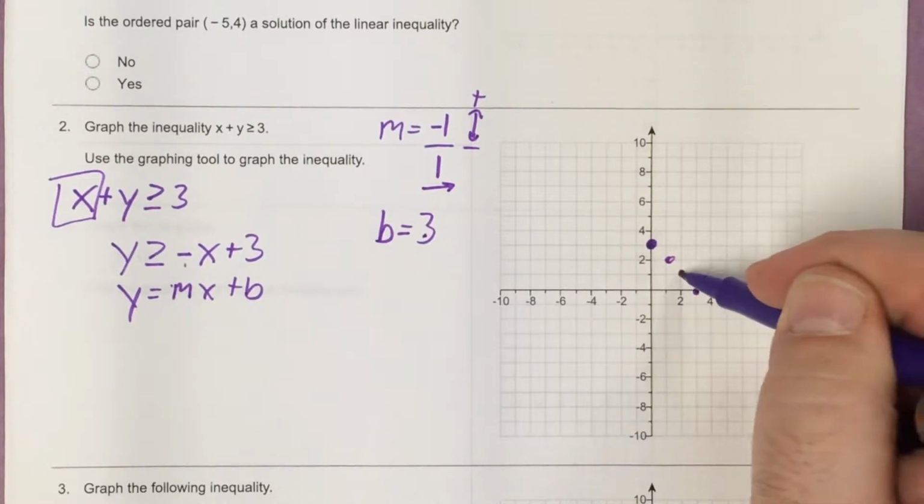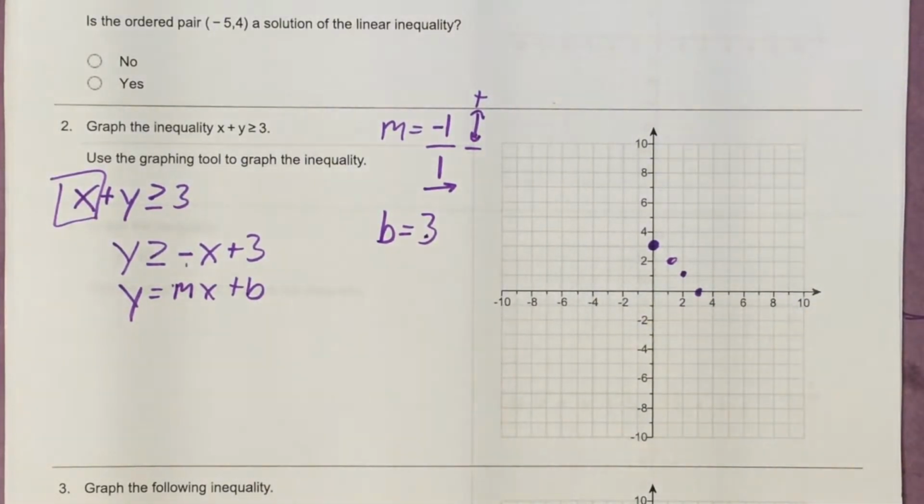Right one, down one. And at this point, we should have enough points to be able to draw the graph of this. Now, there's something I need to talk about before I draw this line.